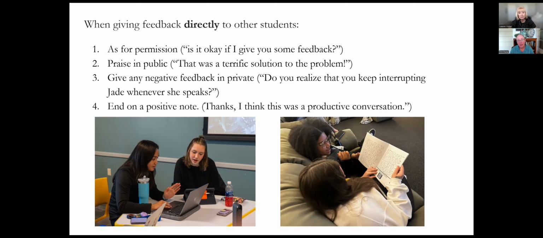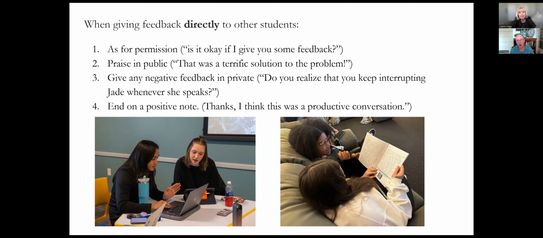Again, ask permission, and then use some words that help them to see that they might be making a mistake. Like, do you realize that you kept interrupting someone? This is a really good way to do it. Don't say you always do that. Say there are times when you interrupt someone. And then finally, end on a positive note. You'll hear people talk about the feedback sandwich, positive, negative, positive. That really doesn't work real well, but feedback should always be focused on the future.